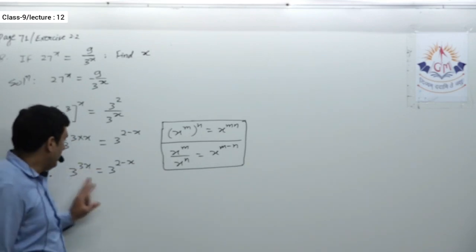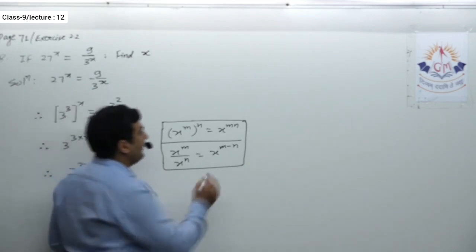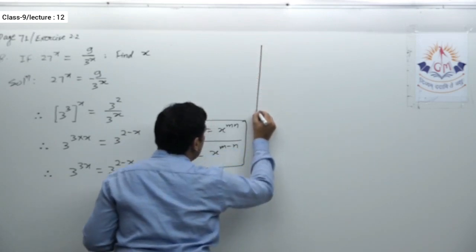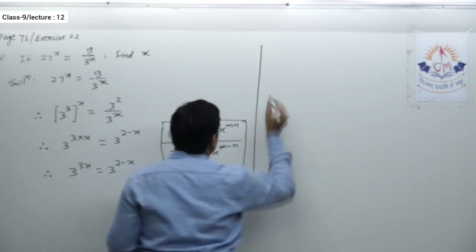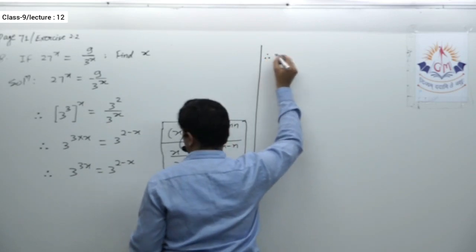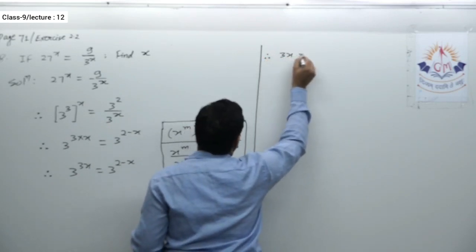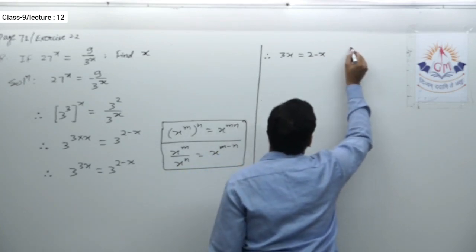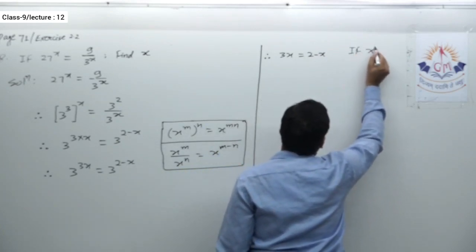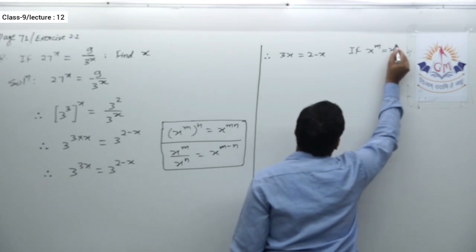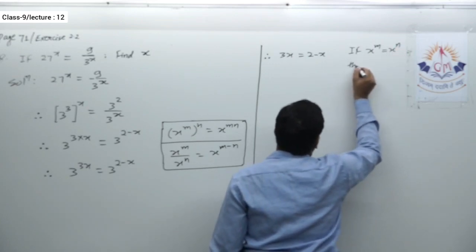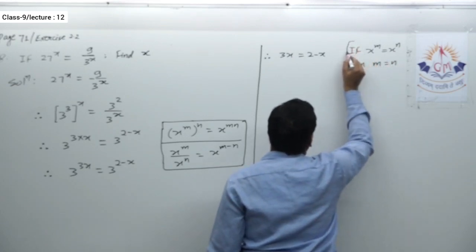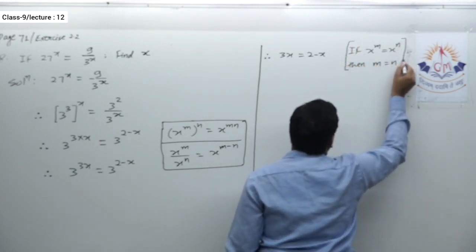Okay, so here the bases are same. Now when the bases are same, we have a law to compare the powers. So therefore here I can write 3x is equal to 2 minus x. And which law did I use? I used: if x raised to m is equal to x raised to n, then m is equal to n. Using this law I wrote this.